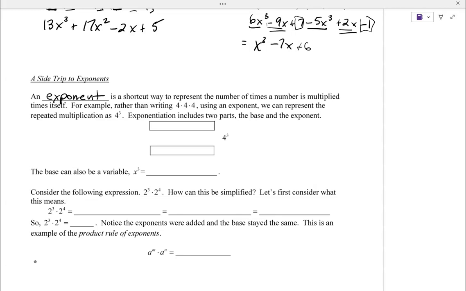Just to make sure that we're all on the same page with what the terms mean, this top piece right here, that 3, that's your exponent. And that tells you how many times something is repeated. The bottom piece, this part here, that's what we refer to as the base. That's the piece that is being multiplied by itself. So this one is telling me that the 4 is multiplied by itself 3 times.